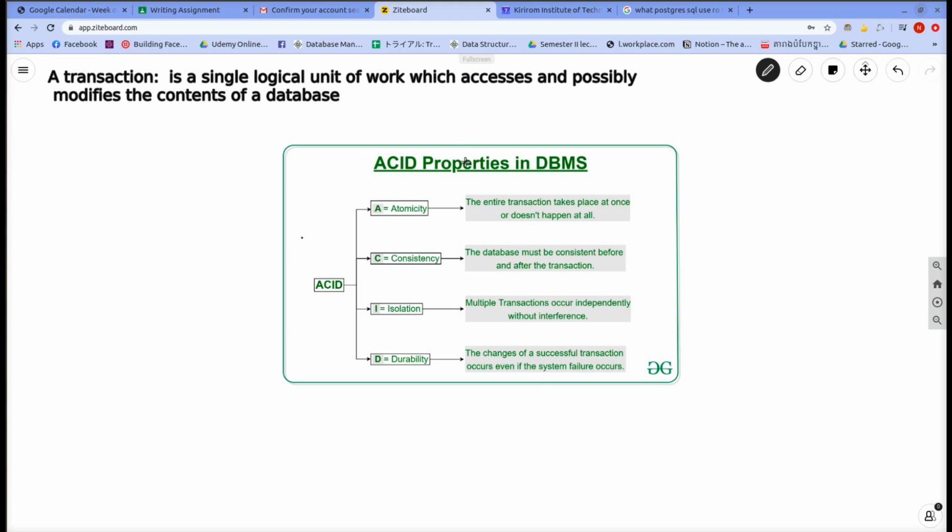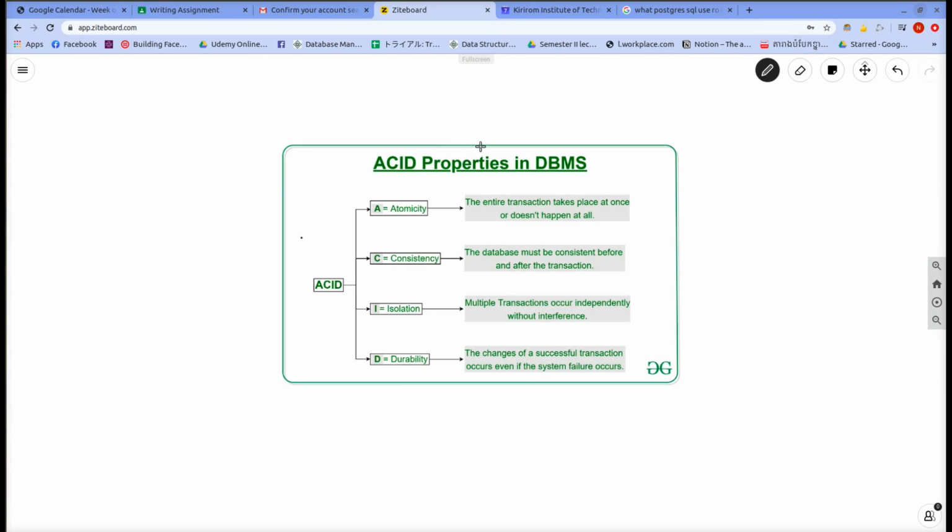So after we know what a transaction is, now let's get started with the ACID properties of a transaction in DBMS. As you know, we use transactions to access, modify, and update the database. But when we update, it may lead to inconsistency or incorrectness of our database system. So to ensure correctness and consistency of a database, the transaction needs to have ACID properties.